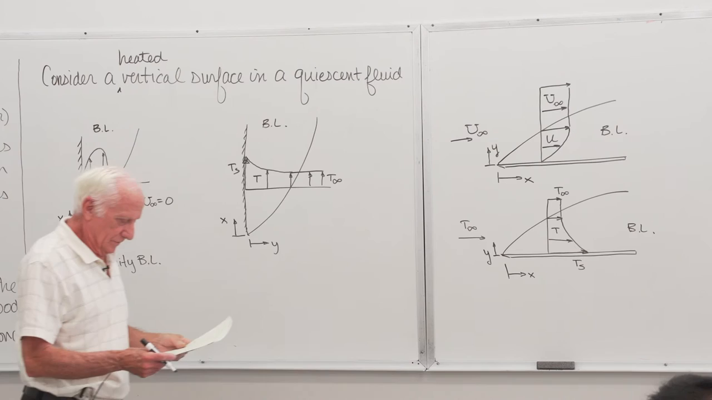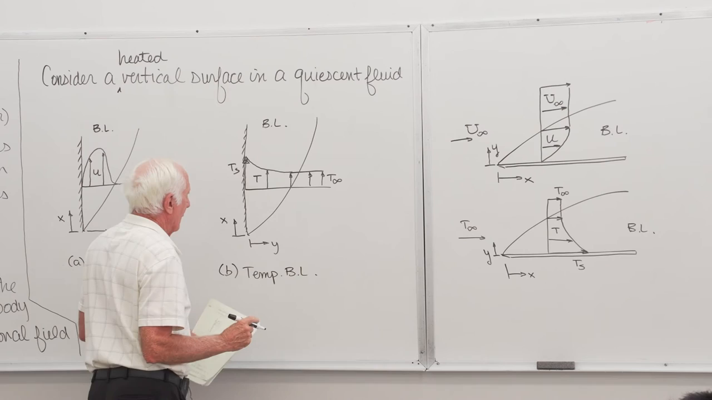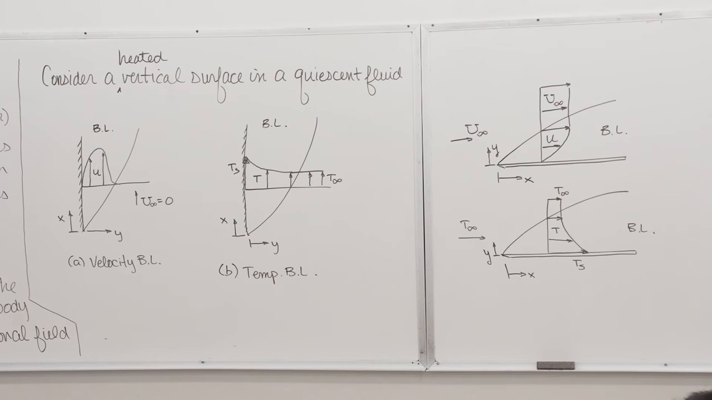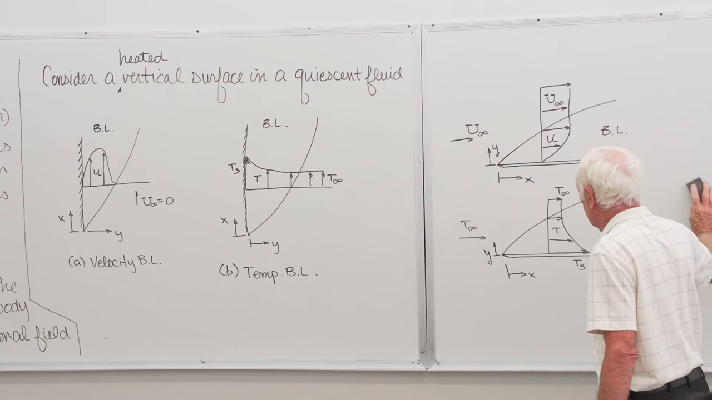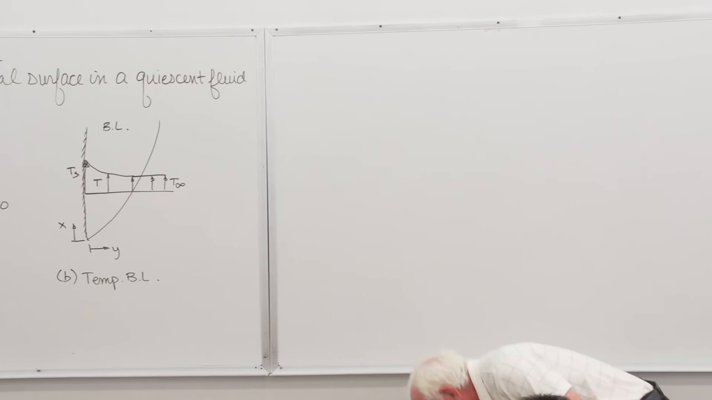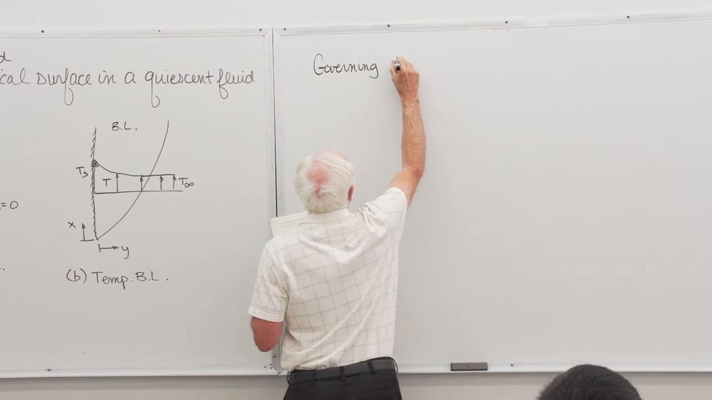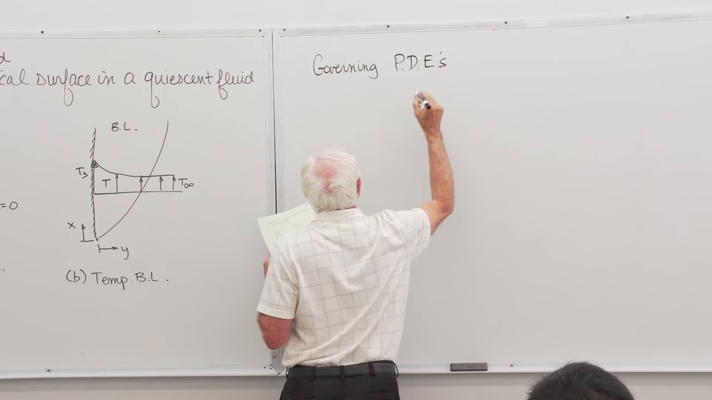This is the thermal boundary layer, temperature boundary layer. Okay, so that's what we're dealing with. That's for a vertical plate, heated vertical plate. Okay, so now with that understanding, we write down the governing partial differential equations, the governing PDEs, and start off with continuity, conservation of mass.